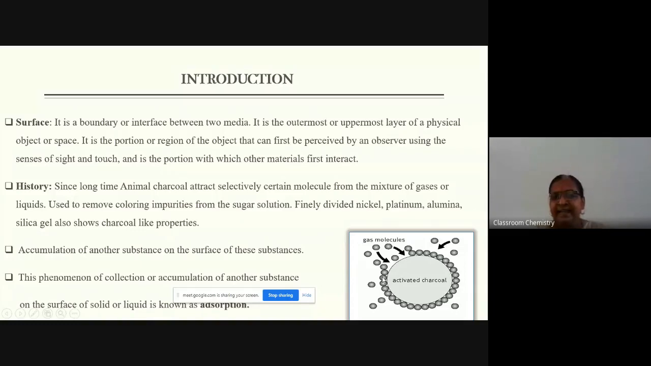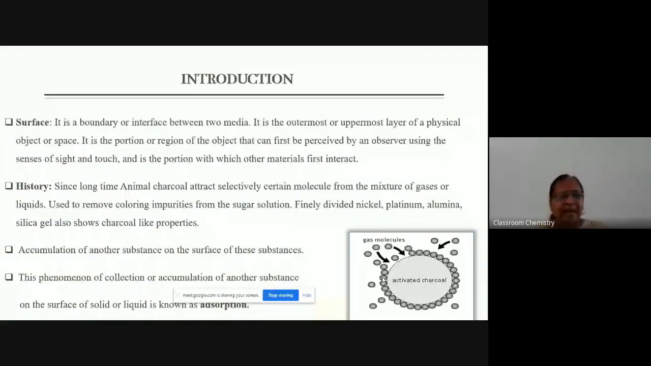म्हणजेच काय झालं इथं, there is the collection of gas molecules, there is the accumulation of the gas molecules on the activated charcoal. Means this gas molecules is the other substance and charcoal is the different substance. These other substance molecules are accumulated on the surface of another substance, and that is known as the adsorption.